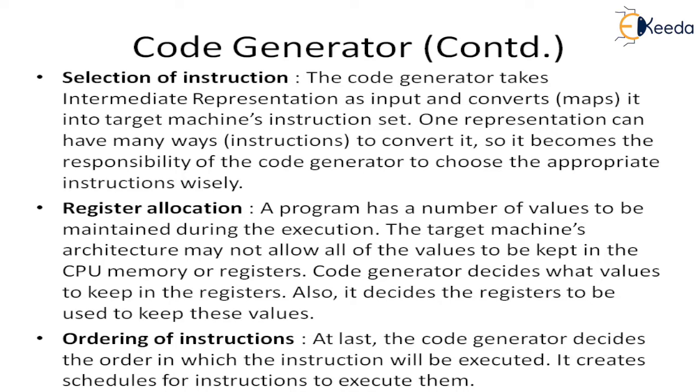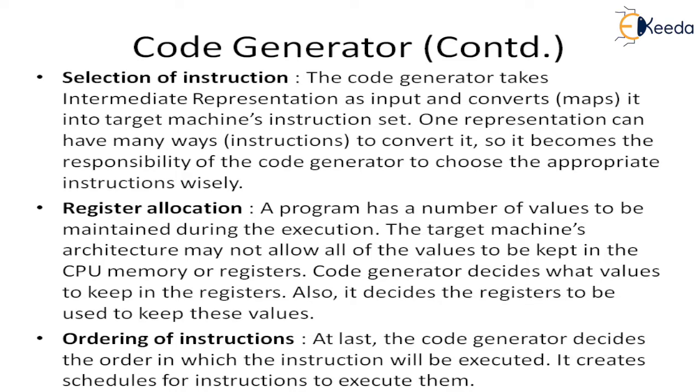After that, register allocation. The program has a number of values, and those values are maintained during execution. The target machine architecture may not allow all those values to be kept in the CPU memory or registers. That's why the code generator decides to keep some values in registers and also keep values for further operations.